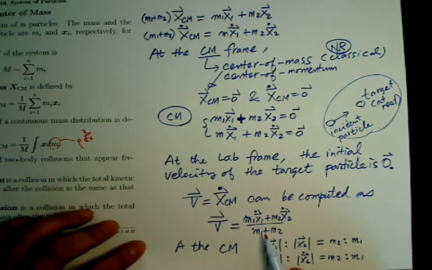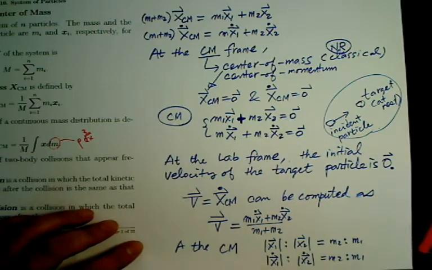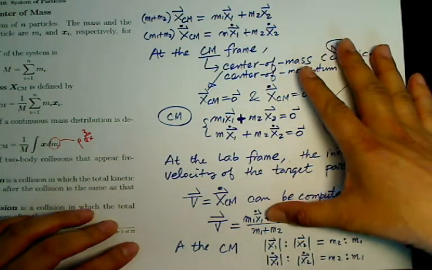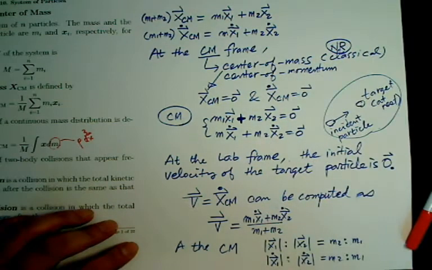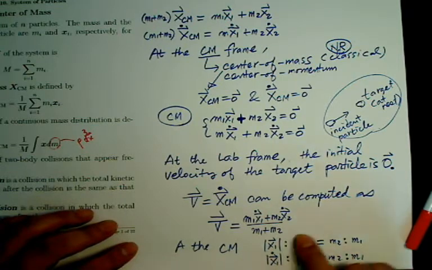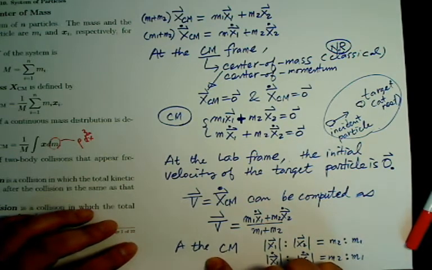And in the case of the lab frame, the center of mass velocity will be this one. All right. And at the CM, because it is vanishing, the ratio of the distance from the center of mass to each particle is the inverse of the mass ratio. And the same is true for the velocities at the CM frame.